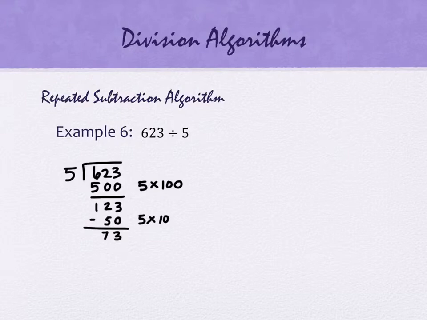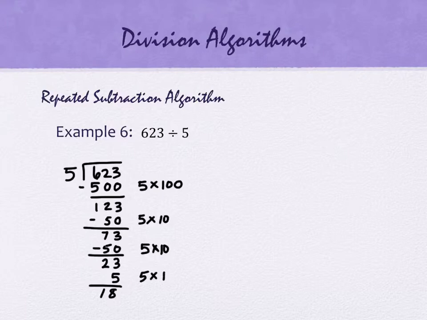Could I subtract again in the tens column? Yeah, I could, right? I could subtract another 50, which is another 5 times 10. And if I do that, I end up with 23. Could I subtract 50 again? No. So now I'm back to subtracting a single 5 because I don't have anything else I can do. 23 minus 5 would be about 18. This is 5 times 1 when we do this.